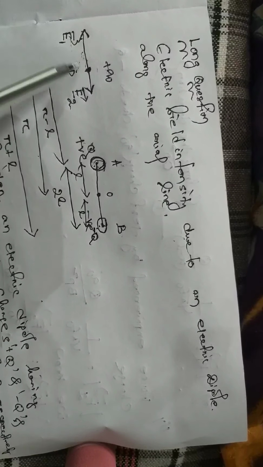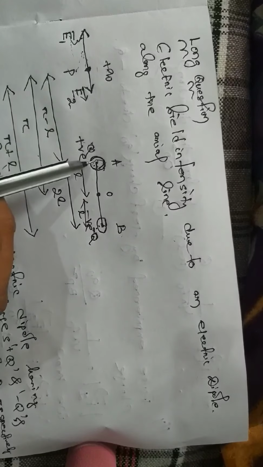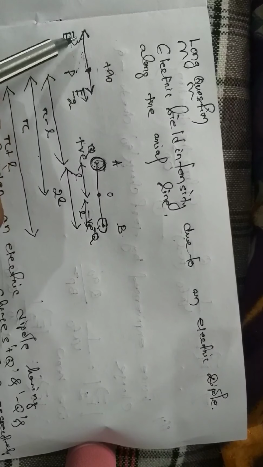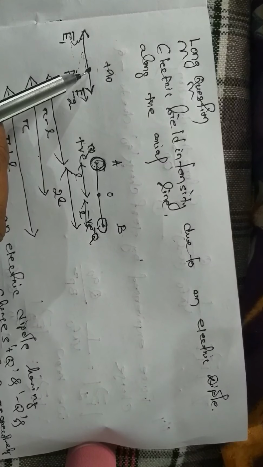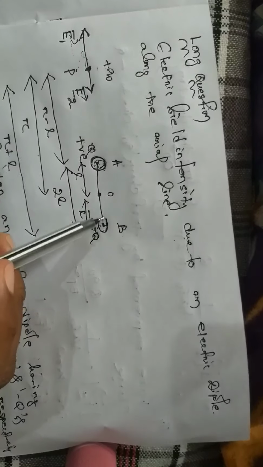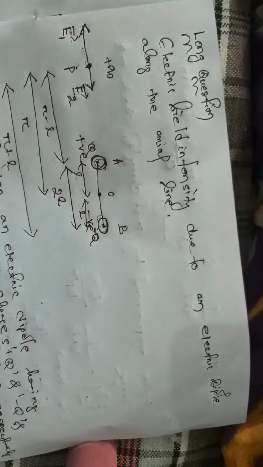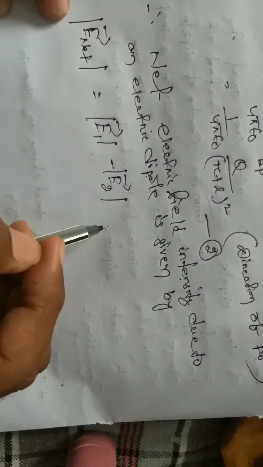Here E1 vector has more intensity because the point P is very close to point A, but E2 vector has less strength compared to E1 because the point P is at a greater distance from the source, minus Q. Therefore we subtract E2 from E1. That's why the net electric field intensity E net equals E1 vector minus E2 vector.